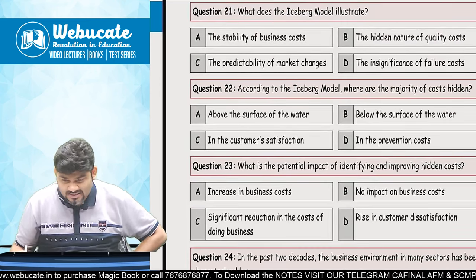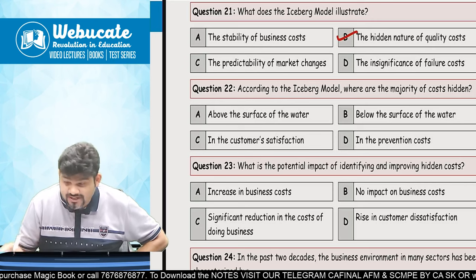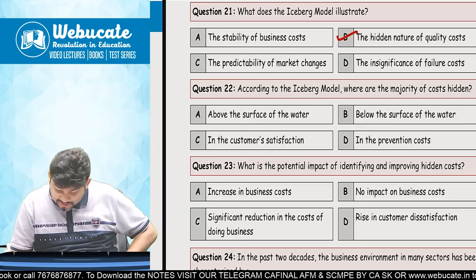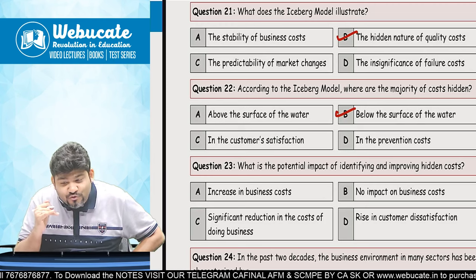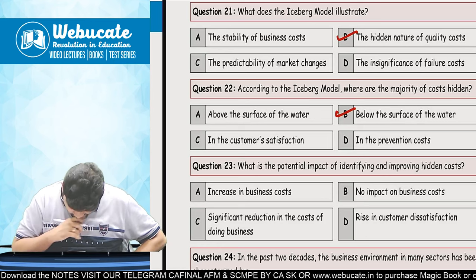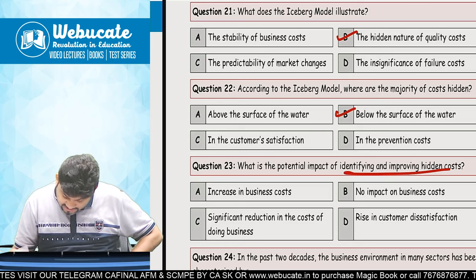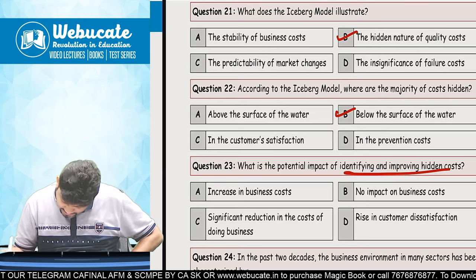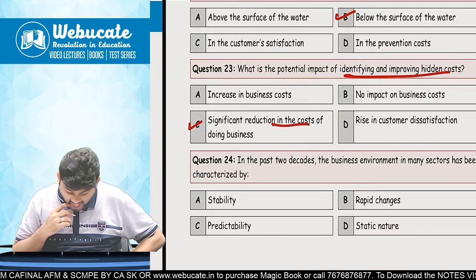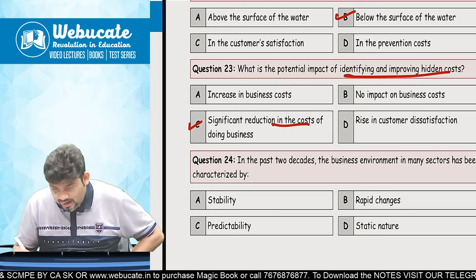Okay. What does the iceberg model illustrate? Hidden nature of quality costs, right? Yes. According to the iceberg model, where are the majority of costs hidden? Below the surface of water. Next. What is the potential impact of identifying and improving hidden costs? Increase in business cost? No. Significant reduction in the cost of doing business? Yes.